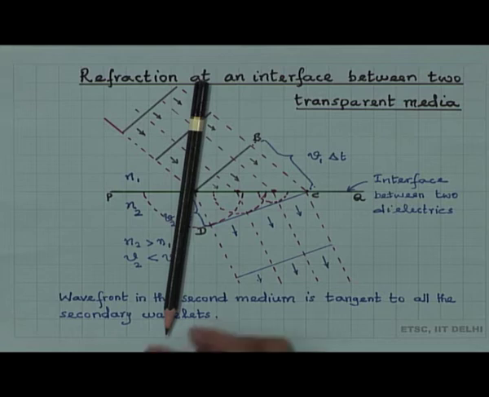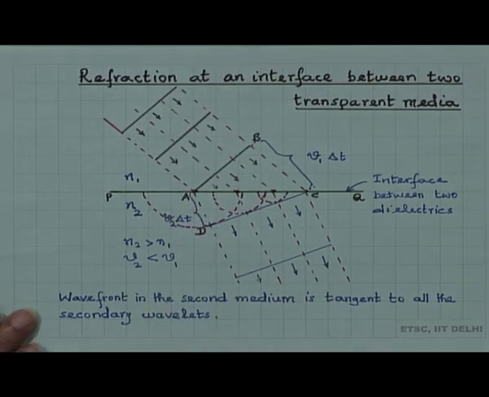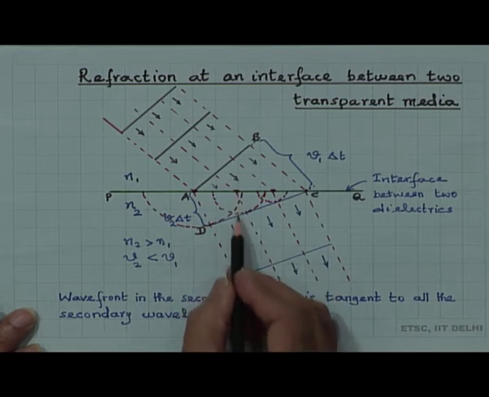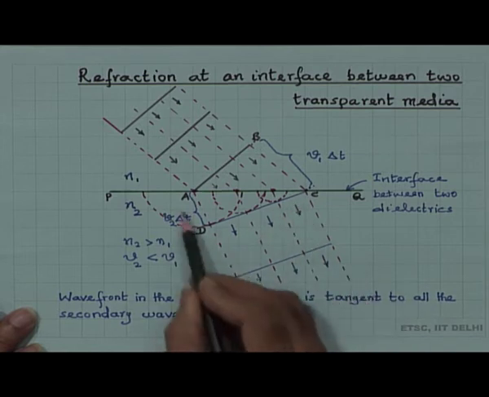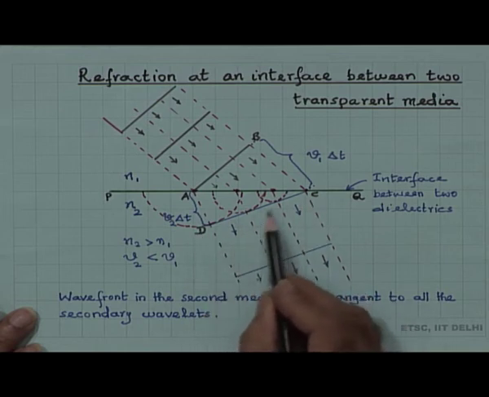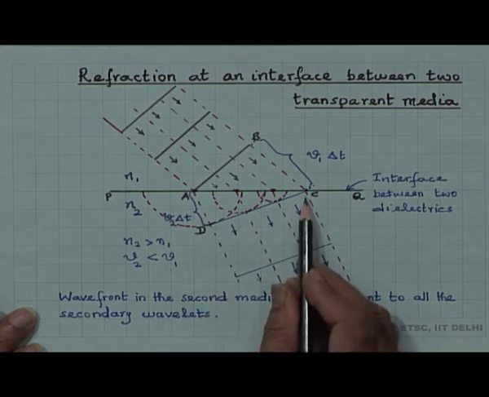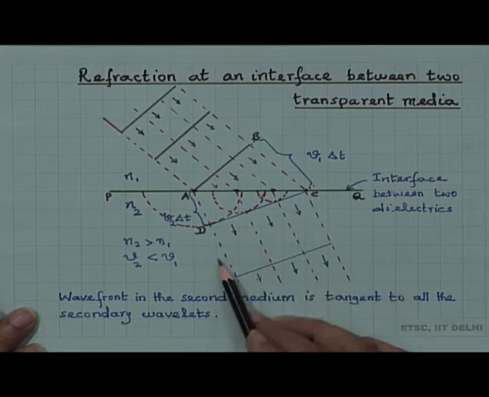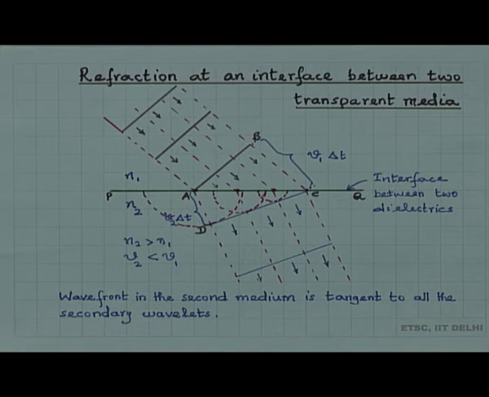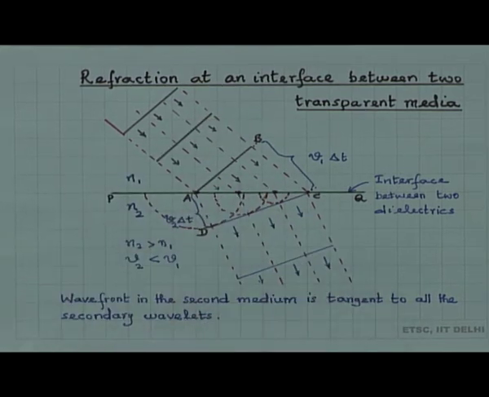Therefore, it is essential to assume that V2 is less than V1. If we assume V2 is less than V1, then this travels a distance AD, and similarly these points will travel the corresponding distance. The tangent to all the secondary wavelets, shown here, is the wavefront of the refracted wave at this point, and subsequently, if this is plane, it will propagate as a plane wave. So, the wavefront in the second medium is tangent to all the secondary wavelets.